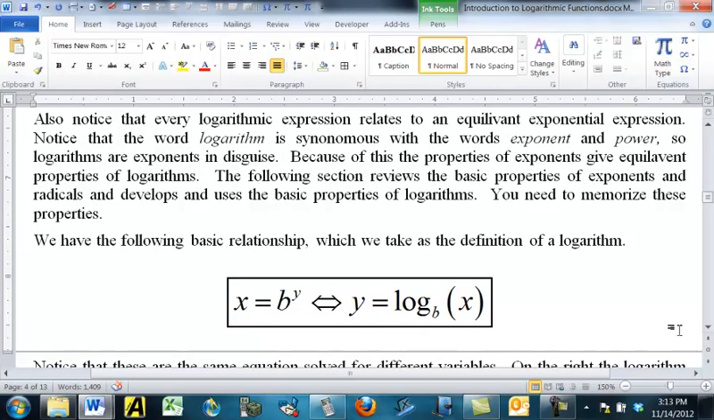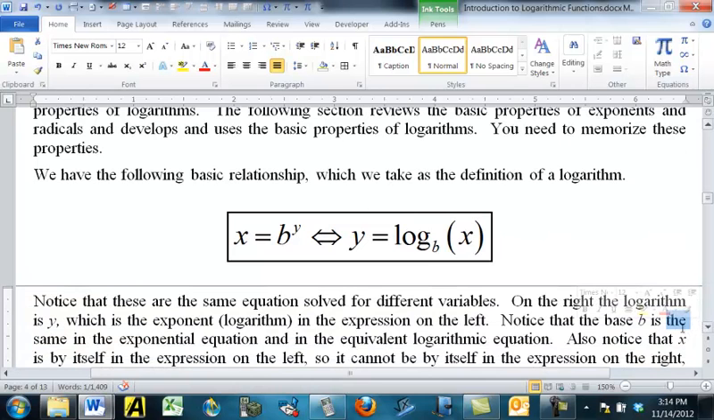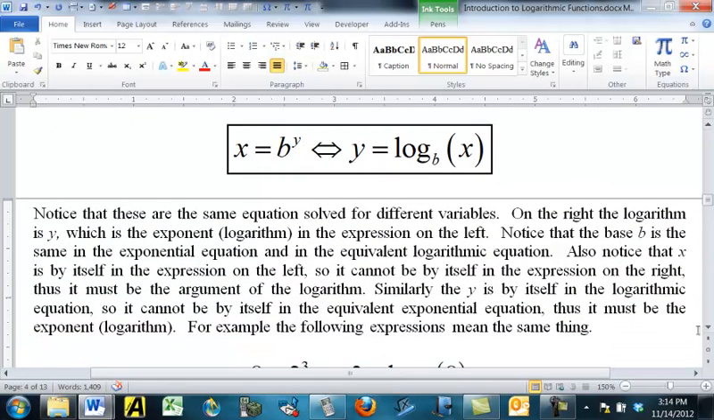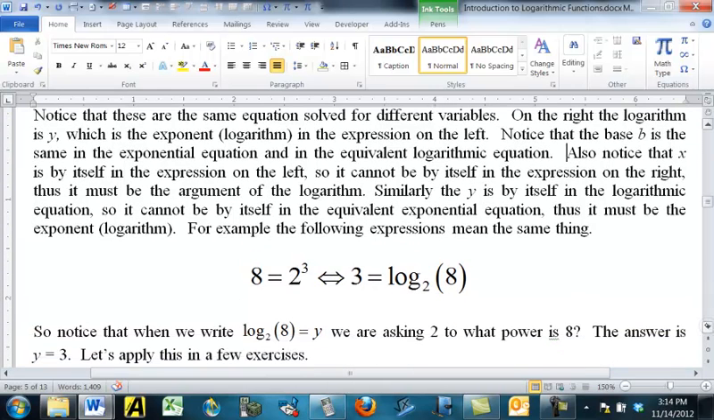So again, here's our basic relationship: x equals b to the y is saying the same thing as y equals log base b of x. So the y, the logarithm, is the exponent, it is the power. Once again, I'm just saying the same thing again, that the equation is solved for different variables. On the right, the logarithm is y, which is the exponent. In both expressions, the base is the same. On the one hand, you get y by itself and on the other you get x by itself.